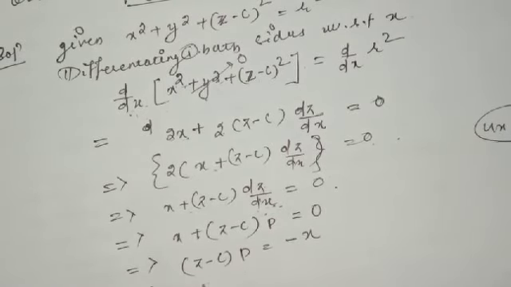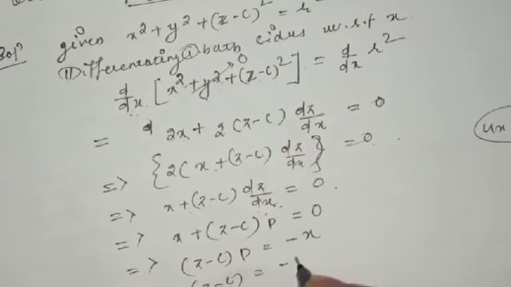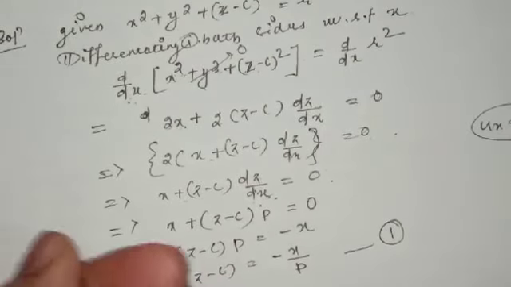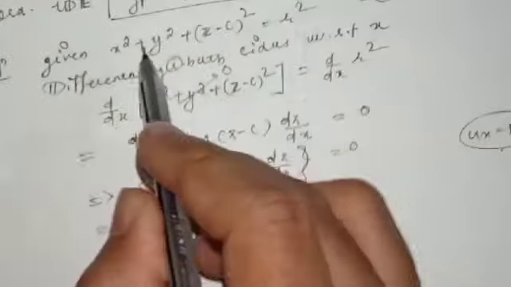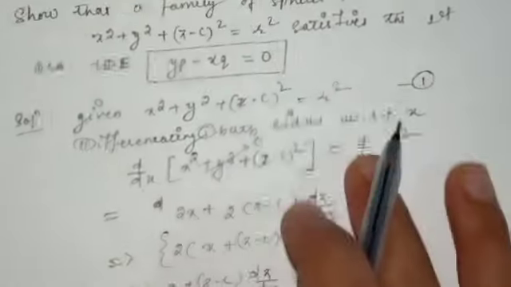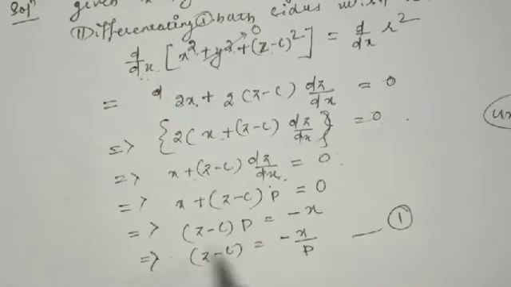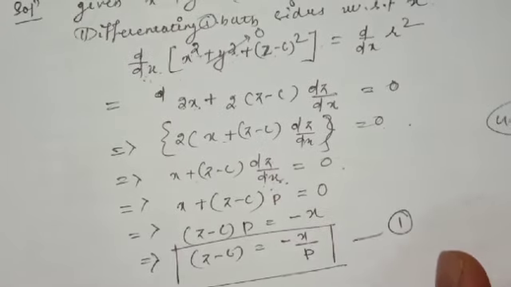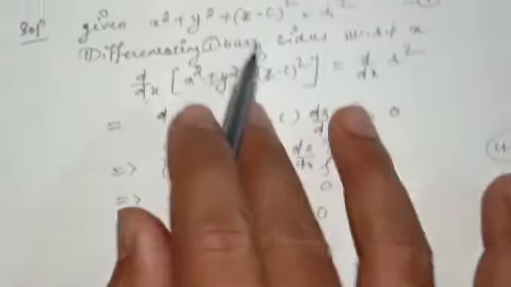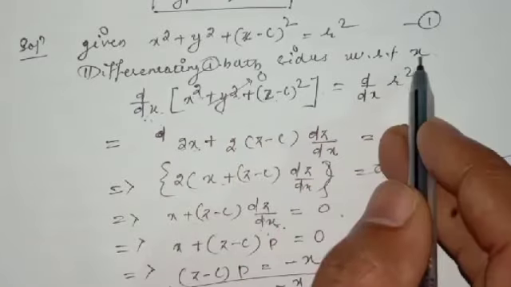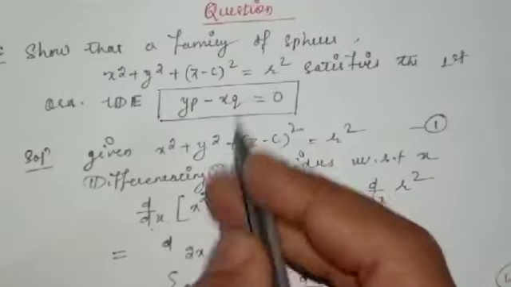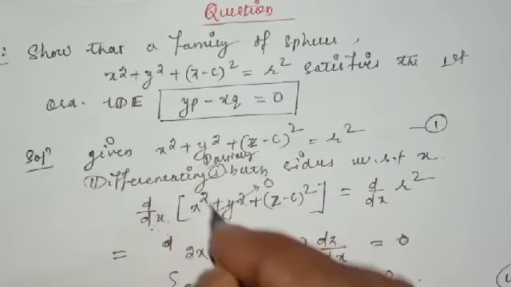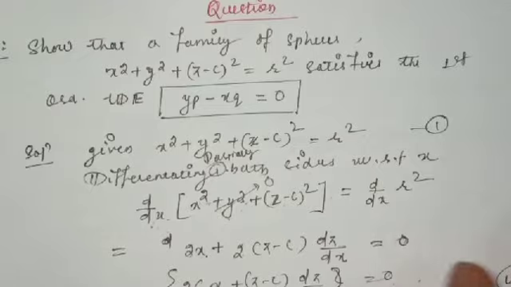So now we can write z minus c is equal to minus x by p. This is equation 1. When we partially differentiate this equation 1, we will get this equation. Now coming to the next, differentiating partially both sides with respect to x.